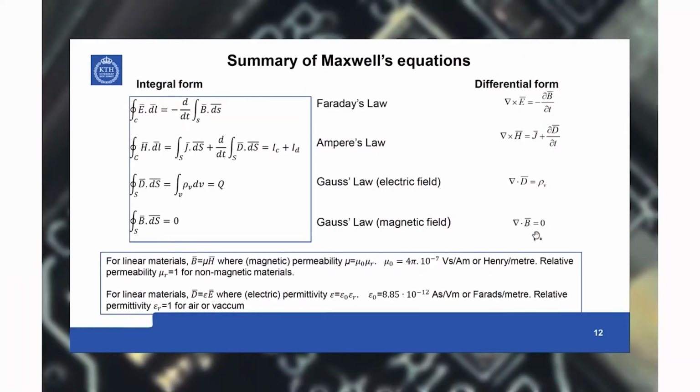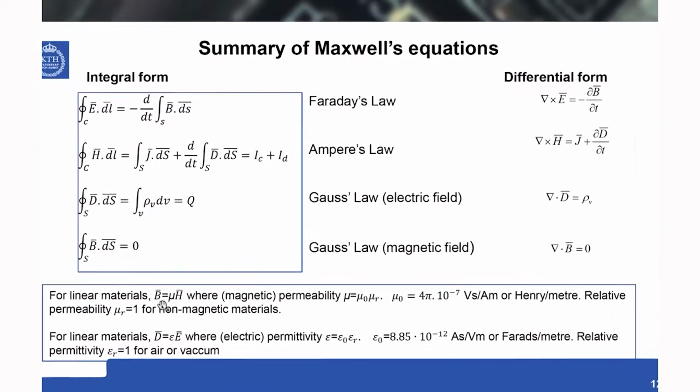Now these relationships are simple linear relationships for so-called linear materials, where B equals mu H. Mu is called the magnetic permeability, mu 0, mu r. Mu r is the relative permeability, and mu 0 is given by this numerical value, and its unit is volt second per ampere meter or Henry per meter. And mu r equal to 1 for non-magnetic materials and more than 1 for ferromagnetic materials or magnetic materials.